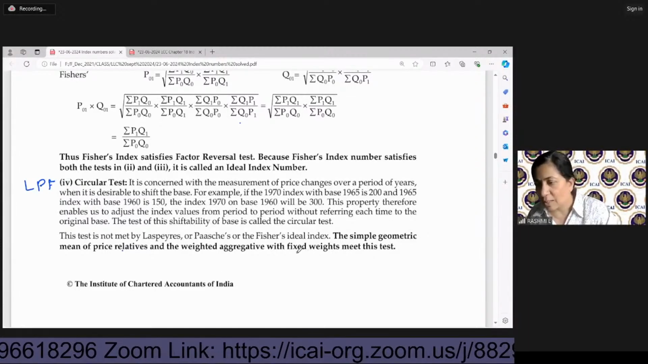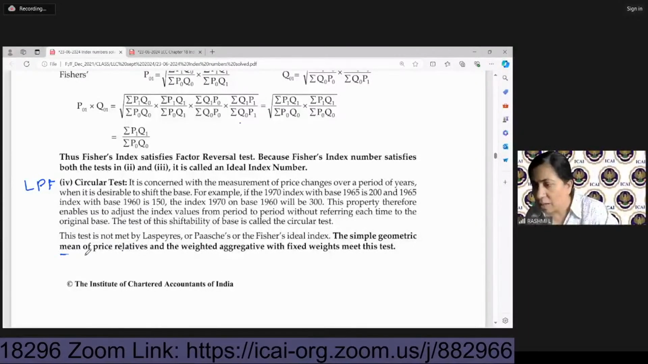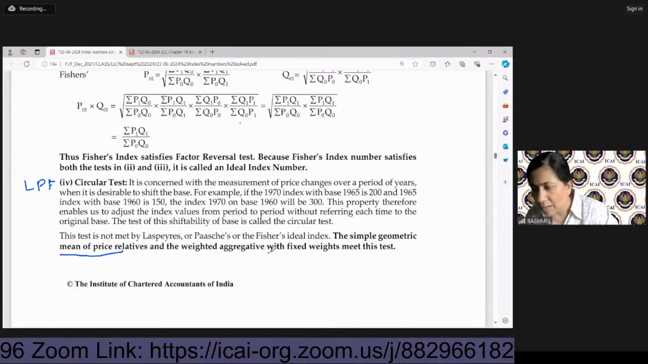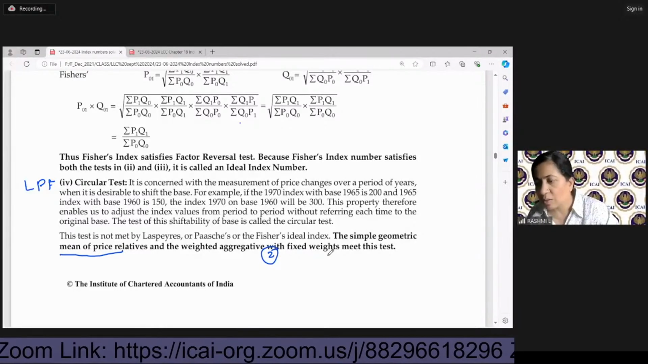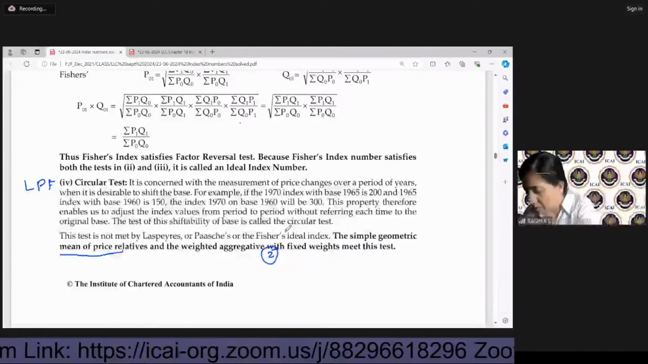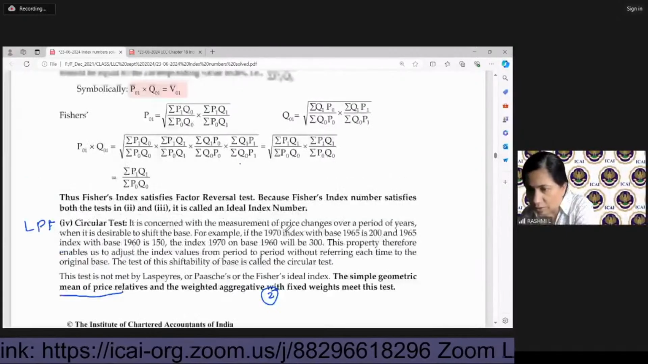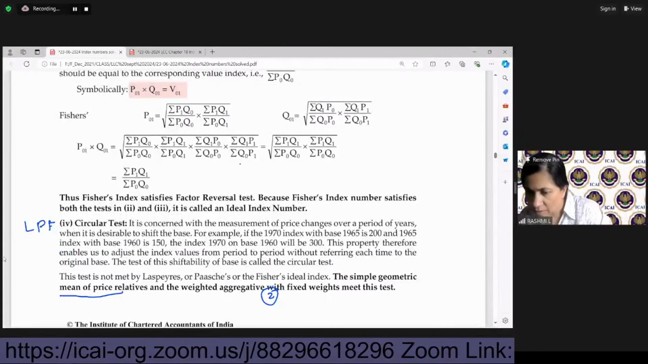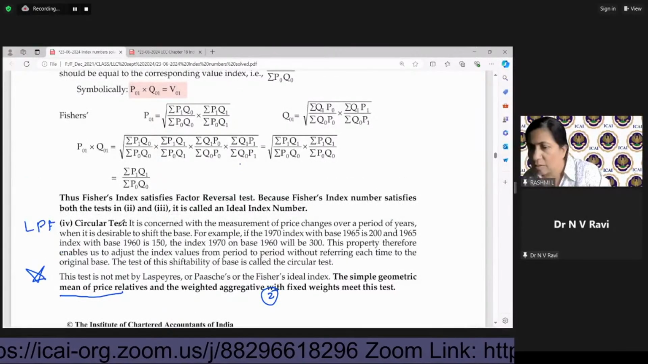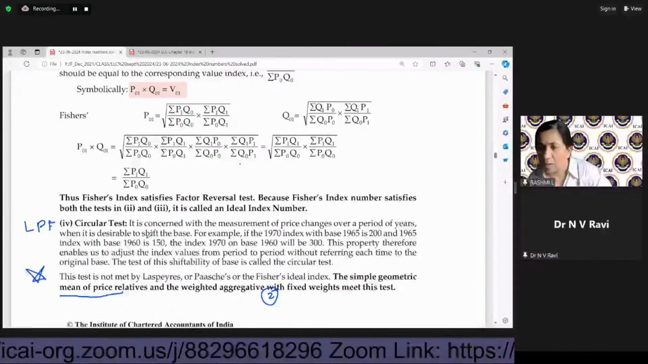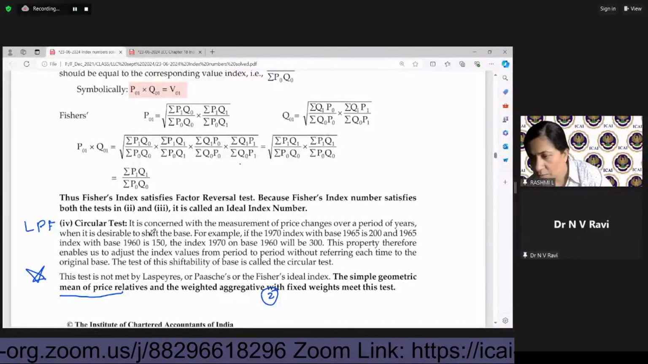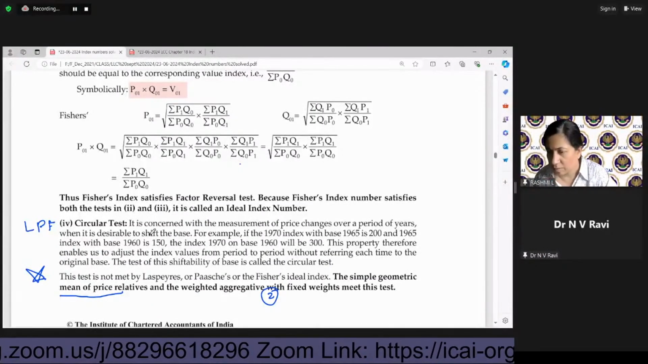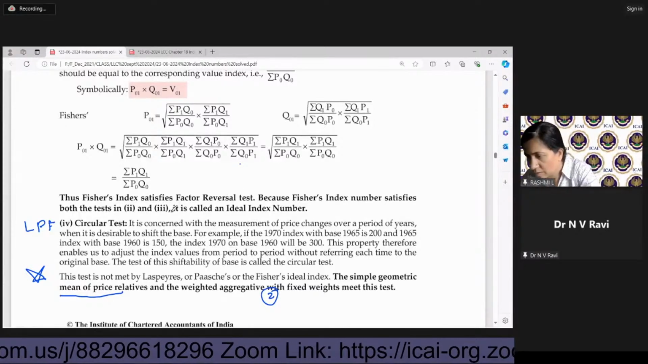What satisfies the circular test is the geometric mean of price relatives, and second, the weighted aggregate with fixed weights meets this test. This is a very important test from the examination point of view. The simple geometric mean of price relatives and the aggregate of fixed weights meet this test. From the examination point of view, this is very, very important. Please note down this also.